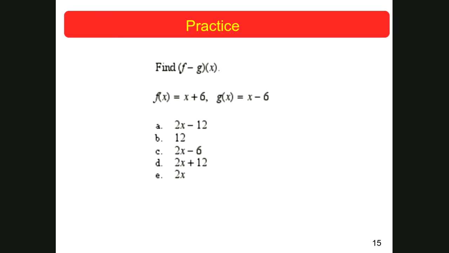F minus g of x, okay, again, it's just an x value here, so I'm going to end up with a function when I'm done. So that's just going to be x plus 6 minus x minus 6. Well, that minus sign goes to both of these terms. That gives me minus here, plus here. So negative x and x is 0. 6 plus 6 is 12.